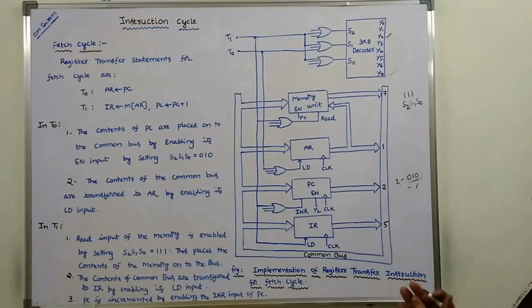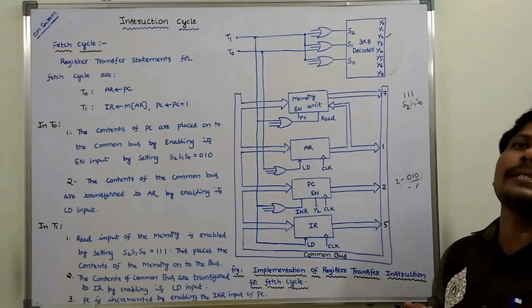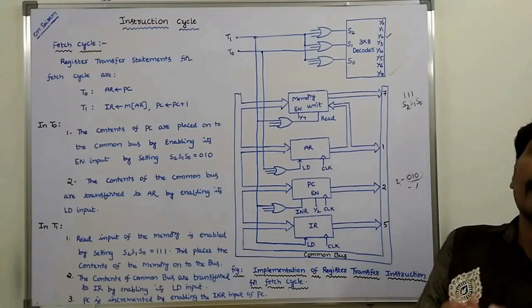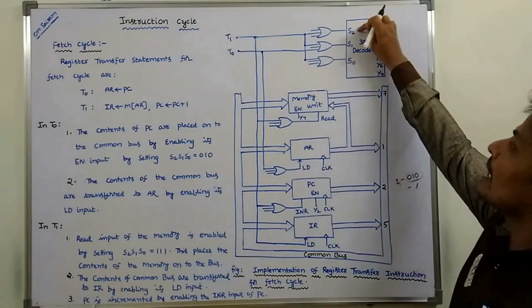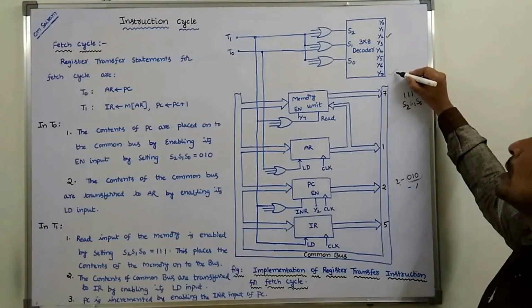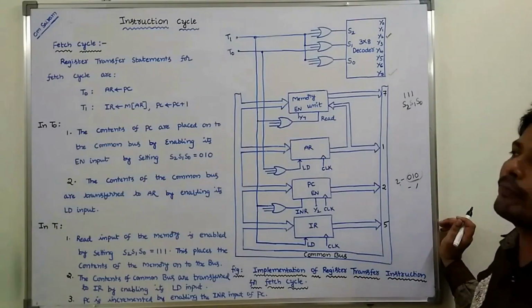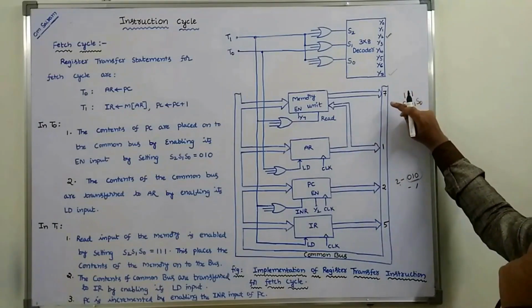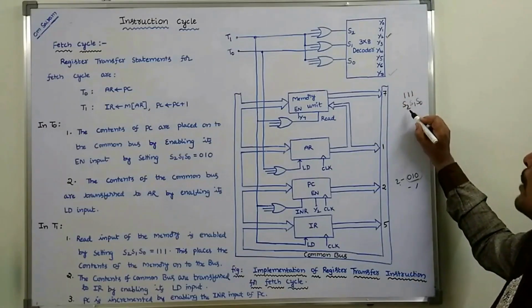Y7 output is activated means whatever address is transferred by the PC, that address is stored in address register AR. Now this address is read from the memory by setting S2, S1, S0 as 1, 1, 1. Whenever S2, S1, S0 is 1, 1, 1, the output Y7 is produced. Then the content of AR is read from the memory. After reading, it places the address onto the common bus by enabling the input S2, S1, S0.